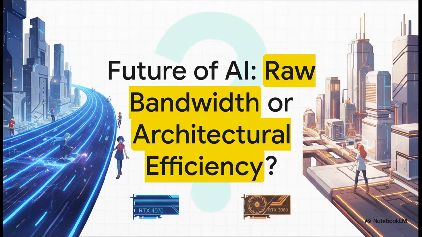And that leaves us with one final thing to chew on. As these AI models get bigger, smarter, and even more complex, what's going to matter more in the long run? The raw, brute force power of a massive data highway like Ampere's, or the intelligent, cache-heavy efficiency of an architecture like Ada? It's a fundamental question, and watching it play out is going to define the next generation of AI hardware.